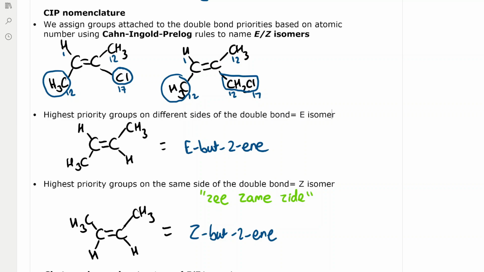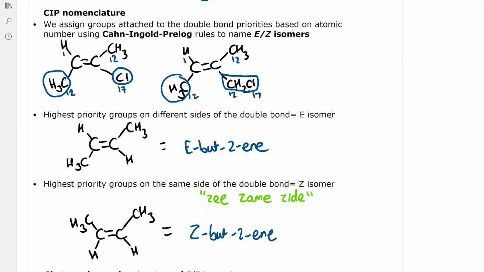Then on the right, we have a slightly different molecule. So with this molecule, I'll draw your attention to the bottom right. So we have CH2Cl. So the first atoms on each group have the same priority, so they're both 12. But then we have the chlorine atom, which has an atomic number of 17, which is higher than the next atom attached to the methyl group, which is hydrogen, which is just 1.